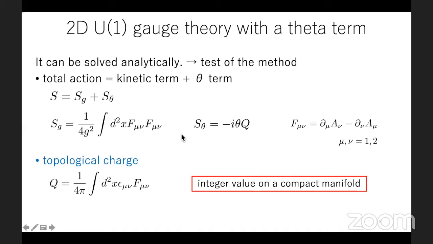Okay, so I will briefly review the two-dimensional U(1) gauge theory with theta term. This model can be solved analytically, so it is good for testing the method. So we can choose this model. The total action is given like this. This is the usual kinetic term, and this is the theta term. In 2 dimensions, the theta term is given like this. This topological charge is an integer on a compact manifold.